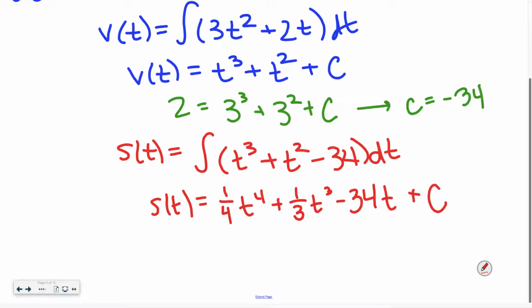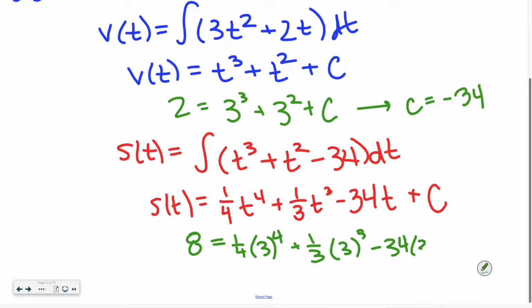Ugh. It's not as pretty, is it? You're probably going to need your calculator for this. We need to figure out what that c value is. But we know that our position is 8 when t is 3. So I'll give you a moment.